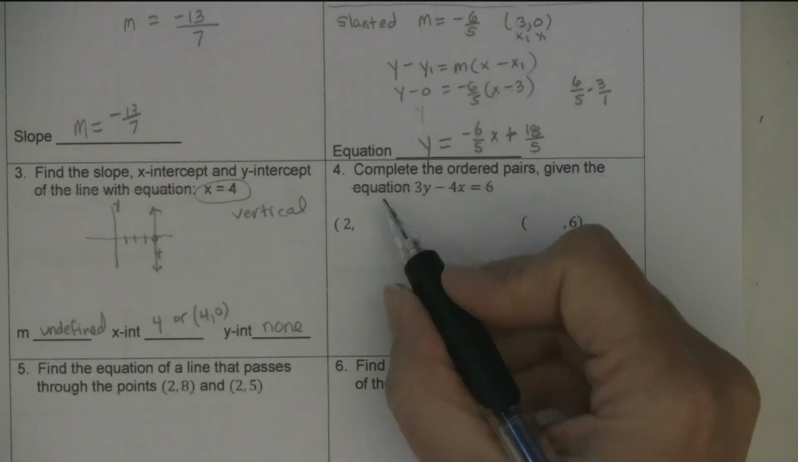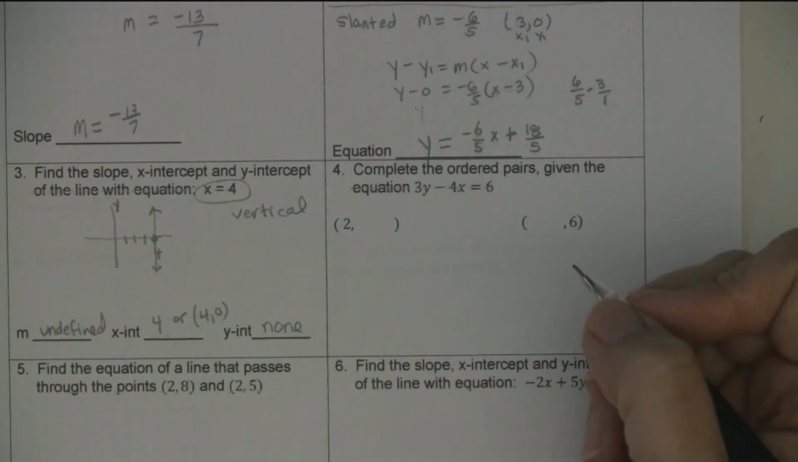Complete the ordered pairs given the equation 3y minus 4x equals 6.